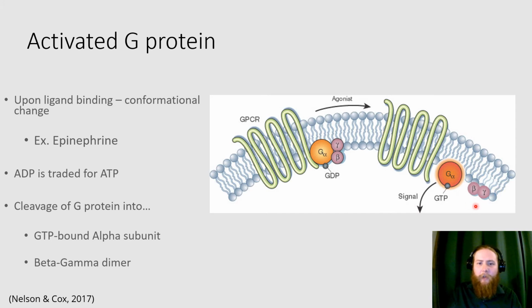Both the beta and the gamma are going to remain inside of the membrane still. But since they are separated, they're now able to transmit signals and activate other proteins. While we're going to focus on the G alpha and the GDP-GTP transmission and transduction, the beta-gamma dimer is also able to carry out signals and affect other tissues and other processes in the cell.